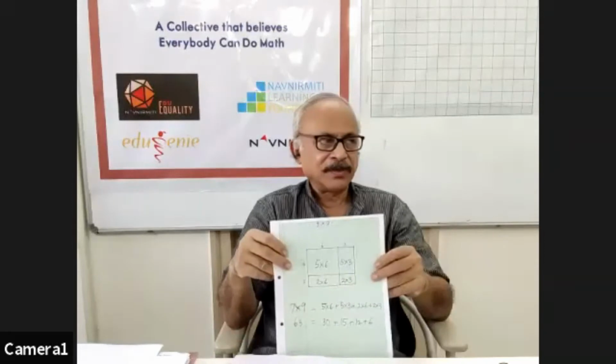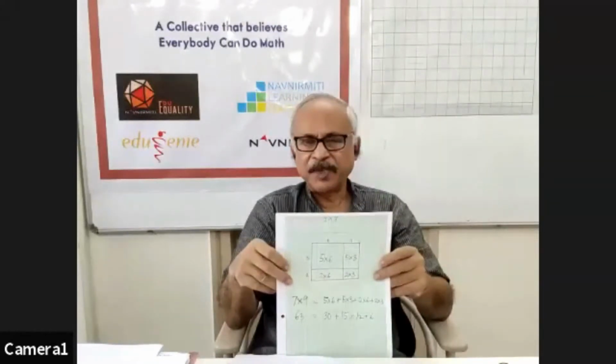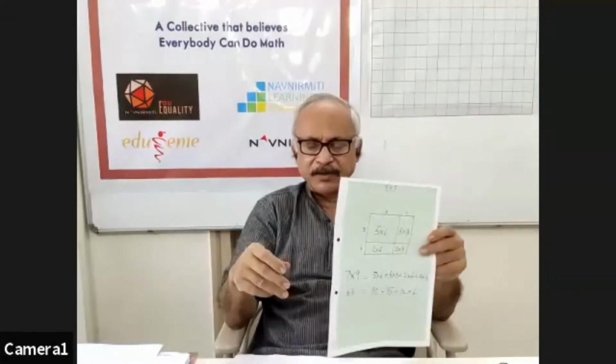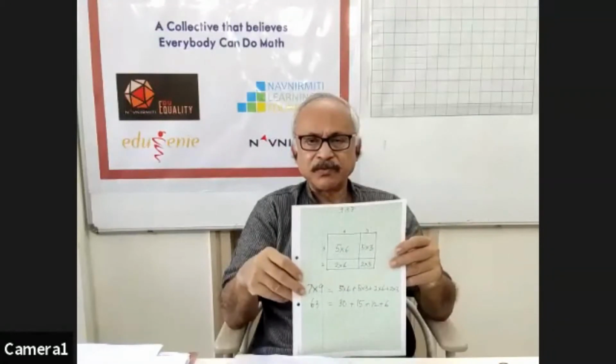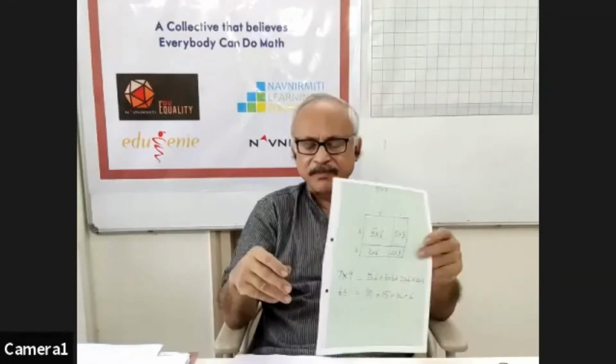2-digit numbers. So the next problem that you have to do is take a fresh graph paper and do 12 into 13. On a fresh graph paper, draw 12 into 13. All the participants are requested to draw 12 into 13 on your graph paper.